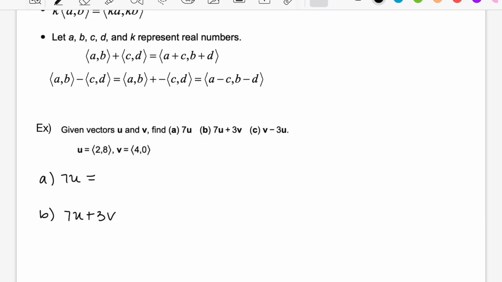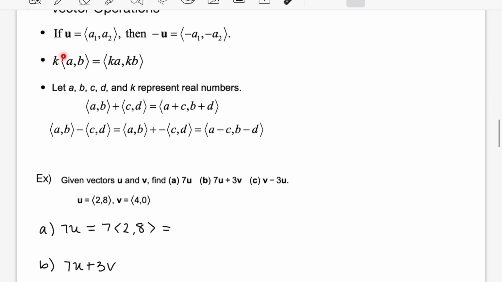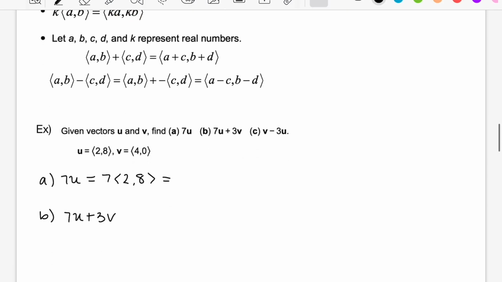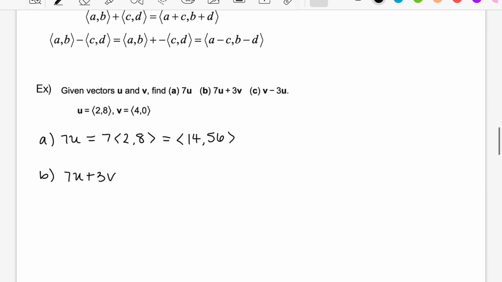So for part A here, we're starting with 7u. So we're multiplying this vector u by a scalar 7. So this will be 7 times this vector here. And as we saw up here, this scalar is going to be multiplying our horizontal and our vertical components, a and b. So this will be 7 times 2 will be 14. That's our new horizontal component. And then 7 times 8 will be 56. That's our new vertical component.